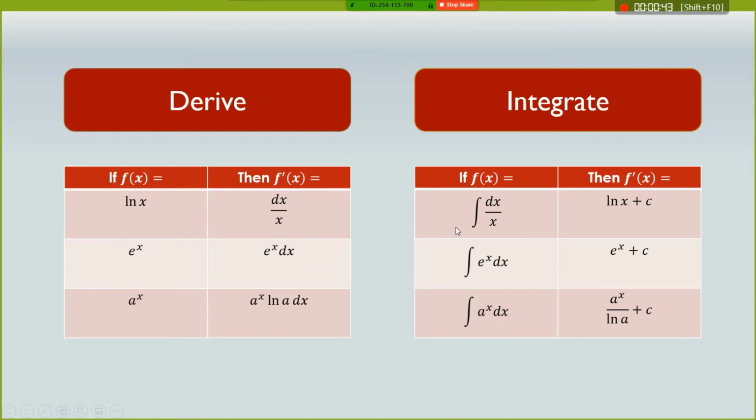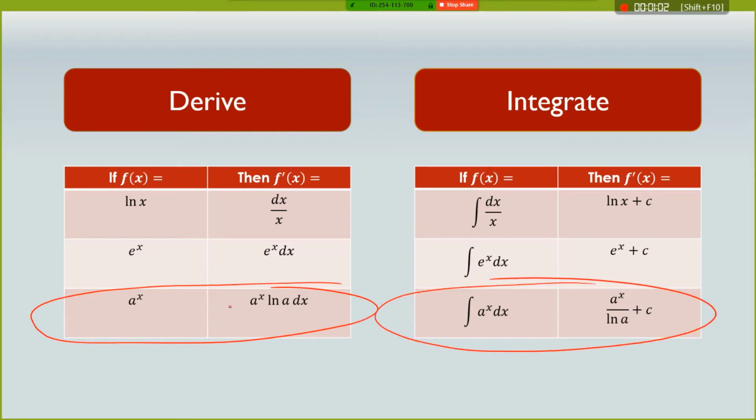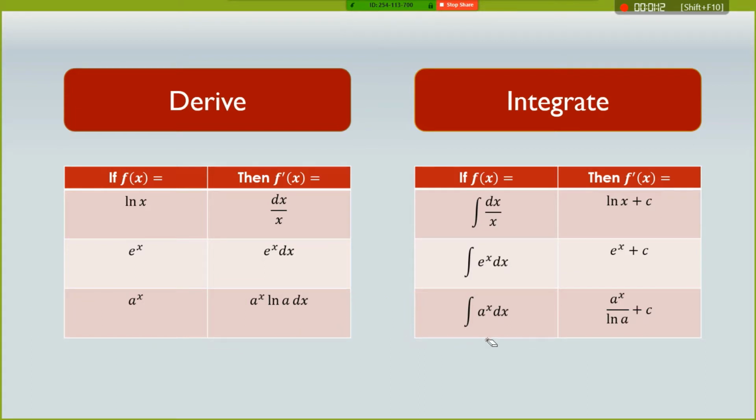So if you integrate 1 over x dx, you'll get natural log x plus c. If you integrate e to the x dx, you'll get e to the x plus c. And if you integrate a to the x, you'll get a to the x divided by ln a plus c. This last one's a little bit weird. But when you derived, you multiplied by ln a. So when you integrate, you should do the opposite, which means instead of multiplying by ln a, you'll divide by ln a. That natural log of a is just a constant. So if you integrate it again, you would have a to the x over ln a squared.